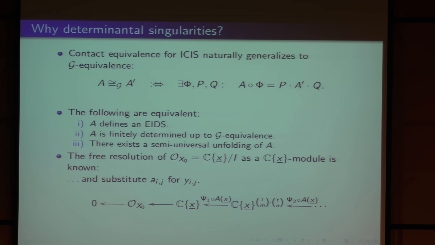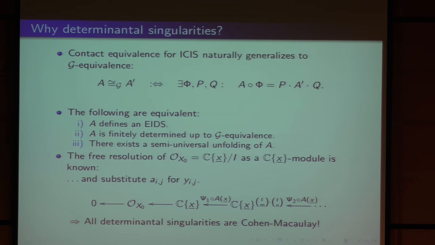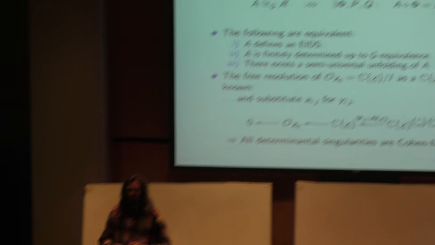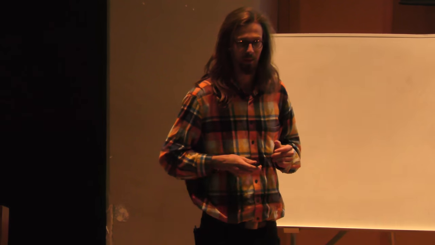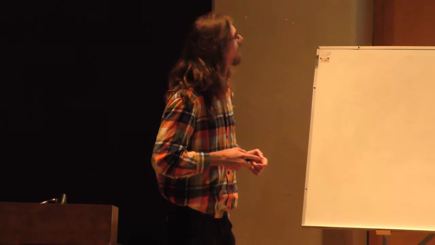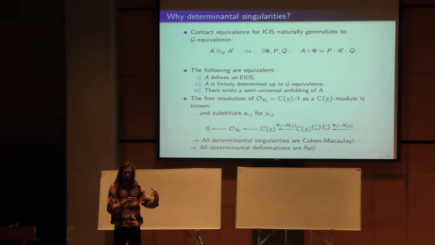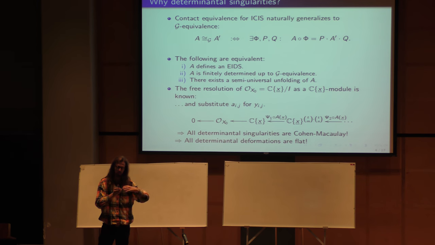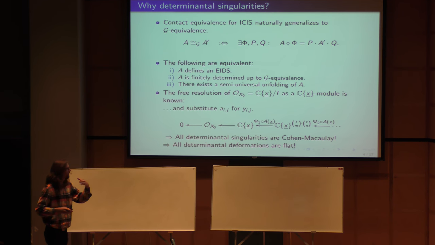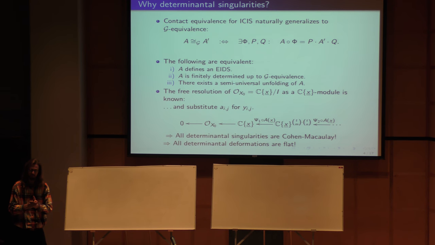And as a consequence, since the generic determinantal varieties are Cohen-Macaulay, and this is a matter of the length of this free resolution, we get that also the determinantal singularities are Cohen-Macaulay. And here I trust that everybody who's interested in the algebraic setup knows for him or herself why Cohen-Macaulayness is a nice property. One nice property is that you can use this to show that determinantal deformations, that means those coming from a perturbation of this map germ, induce flat deformations of the space germ.